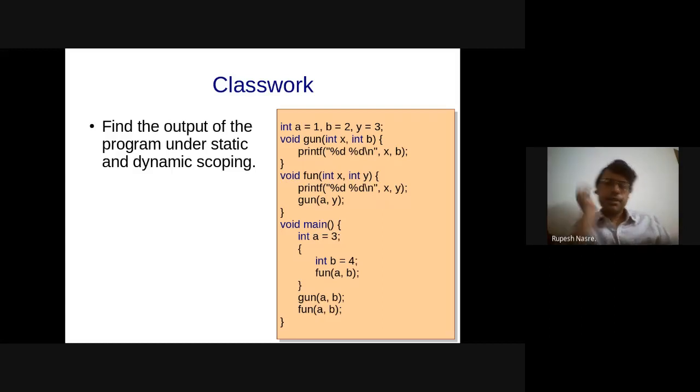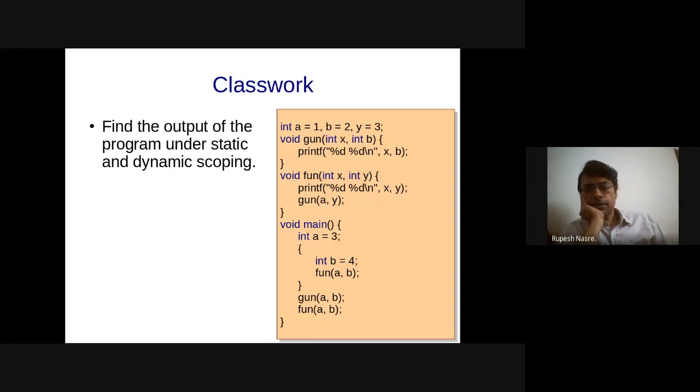Okay, static says 3, 4, that is correct. 1, 4, that is correct. Then 3, 2, that is correct. Then 3, 2, in the static scoping, will this be 3? Oh no, fun is going to get called. Okay, yeah. So that will be 3, 2, that is correct. And then that is going to call 1, 2. Yeah, that is correct. So what Cairo has written seems to be the correct output for static.